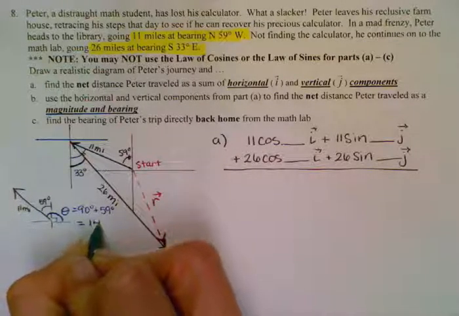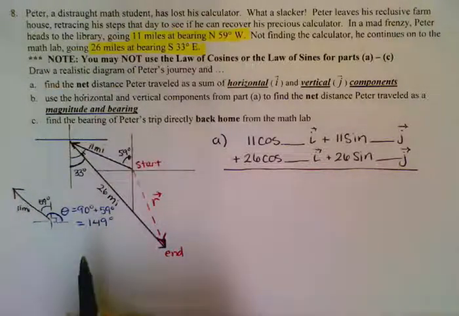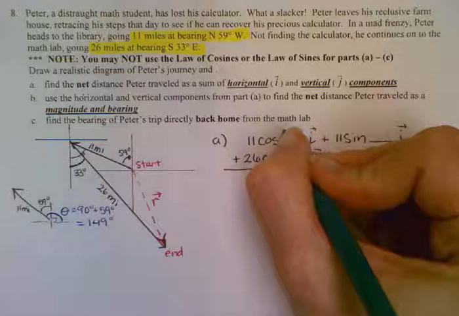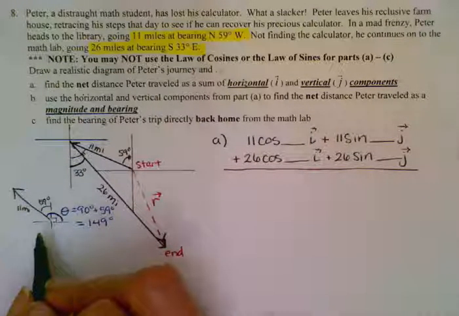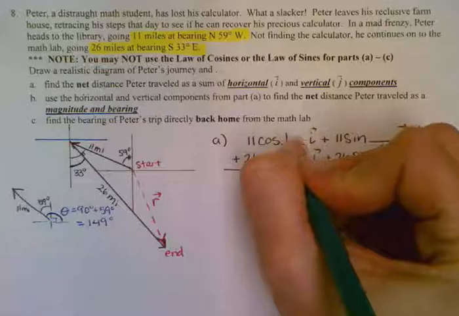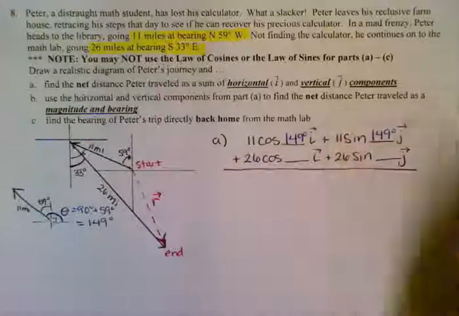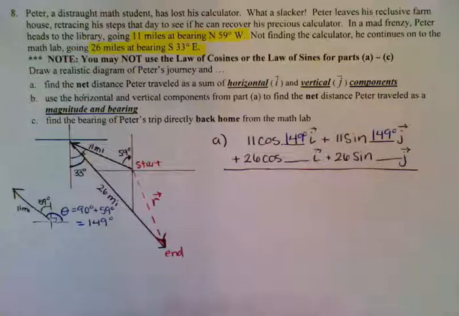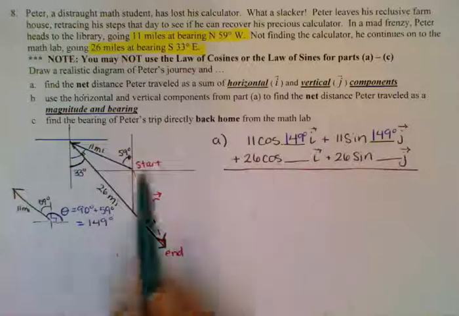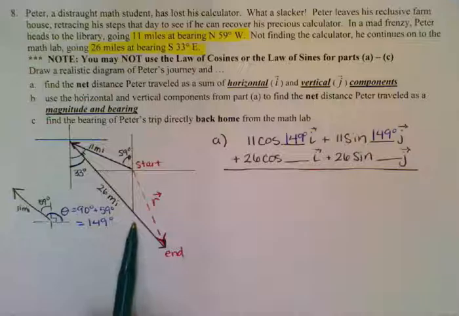Or 149 degrees. Okay, so that's the angle that we can use with this because that's our standard position angle that's going to give us the information we need. Okay, so next let's find the standard position angle for our 26-mile long vector.